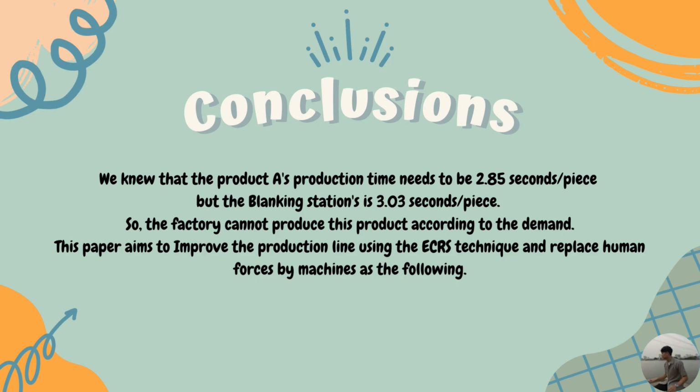Okay, we're going to talk about the conclusion first. As we know, product A's production time needs to be 2.85 seconds per piece, but the blanking station is 3.03 seconds per piece. So the factory cannot produce this product according to the demand. And this paper aims to improve the production line using the ECRS technique and replace human forces with machines as follows.